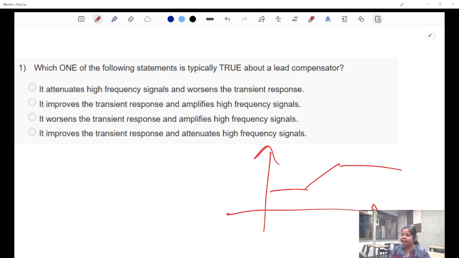The second option is it improves the transient response. Yes, because bandwidth is increased. And it amplifies high frequency signal. Yes, it does. It is amplifying here. So this is the correct option. The third option is it worsens the transient response and amplifies high frequency signals. No. It improves the transient response and attenuates high frequency signal. No. High frequency signal is not at all attenuated over here.